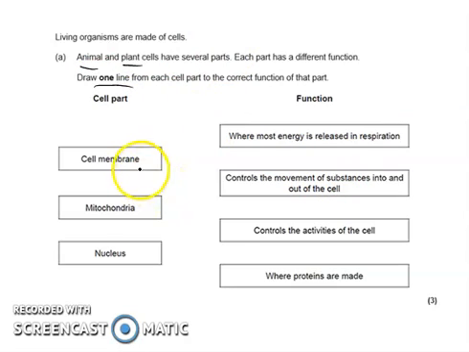Okay, so let's have a look. We've got cell membrane. What is the role? It controls the activities of the cell. It controls the movement of substances in and out of the cell, where most energy is released in respiration, where proteins are made. I agree with the second one. In and out of the cell. The mitochondria. Okay, so the mitochondria, as I said, was the powerhouse of the cell. It's where energy is released.